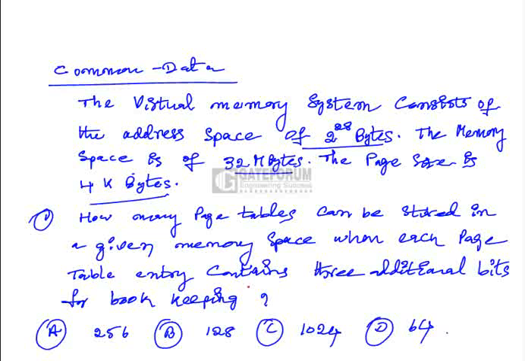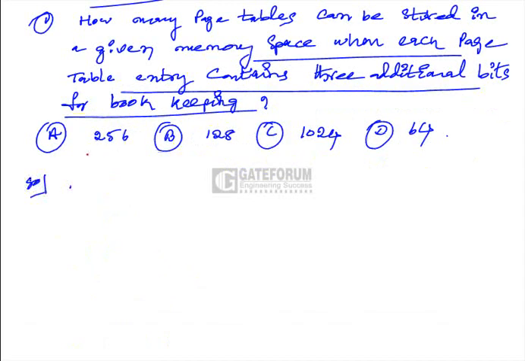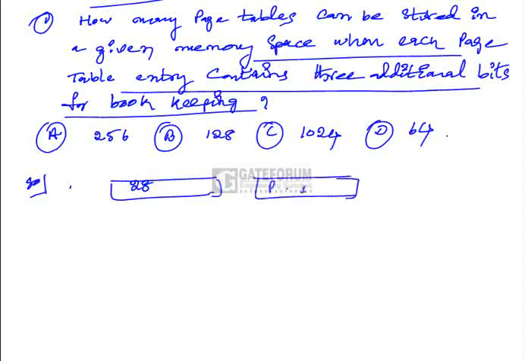How many page tables can be stored in the given memory space when each page table entry contains 3 additional bits for bookkeeping? So if you want to find the number of page tables to be stored in the capacity of memory, we need to find each page table's size. The logical address space contains 28 bits. These 28 bits must be divided into two parts: one is the page number, the other is the displacement.